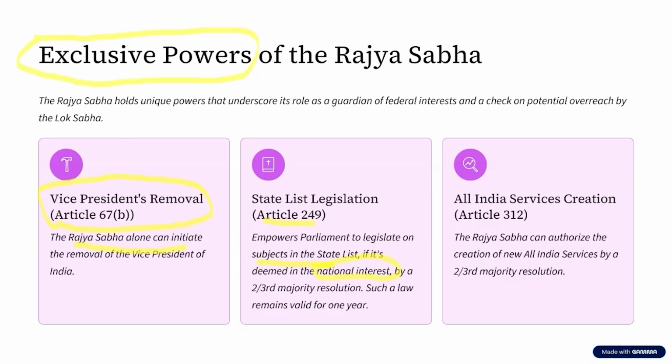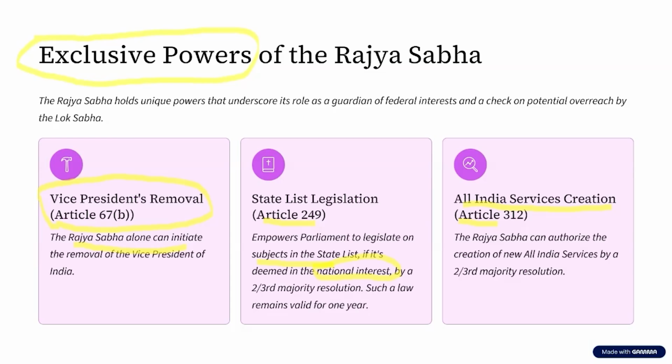Now, there is another special power. What is this other special power of the Rajya Sabha? You are all preparing for the civil service examination. And what is your main aim? Your main aim is either to become an IAS officer or an IPS officer. Now, this IAS, Indian Administrative Service, or the Indian Police Service, or the Indian Forest Service, what are these? These are something called All India Services.